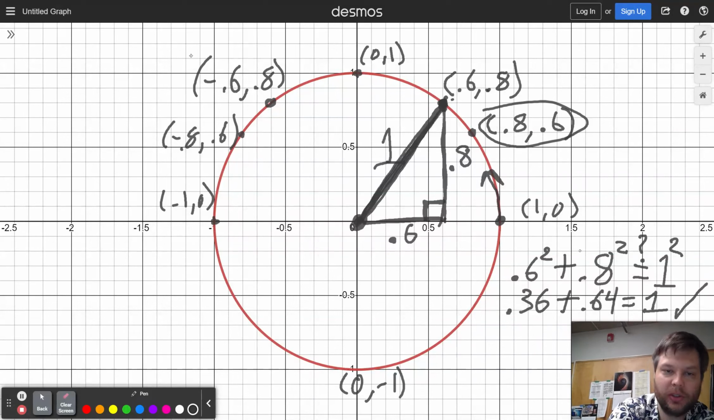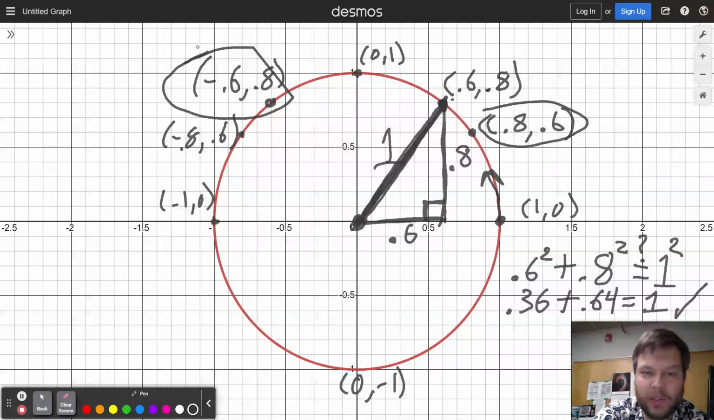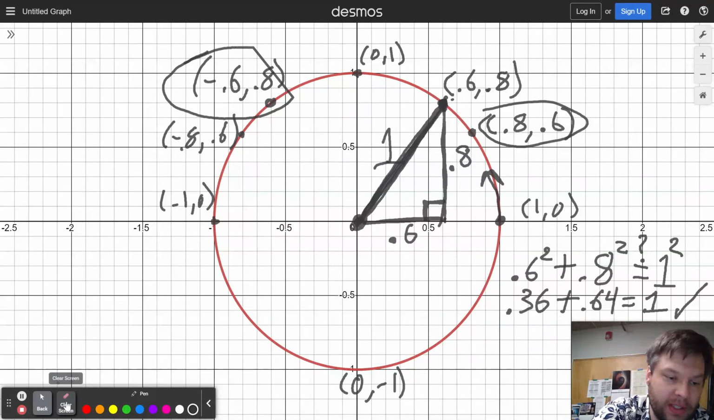It also works with our negative values. The beautiful thing about squaring is that if you square a negative number, it also works out to be a positive value. So all of those buddy points also work with the Pythagorean theorem and land on the unit circle. What I'm going to do now is choose a point that's not obvious.